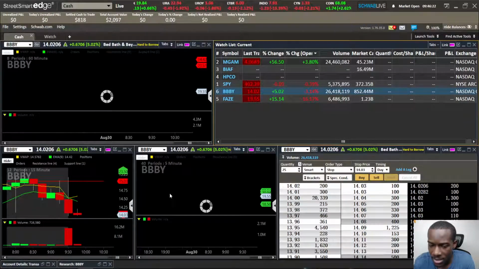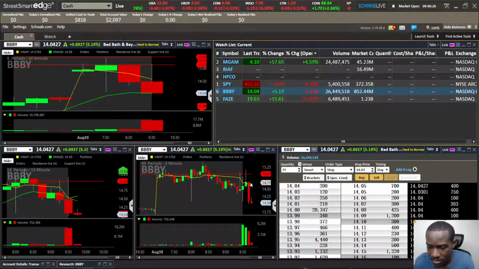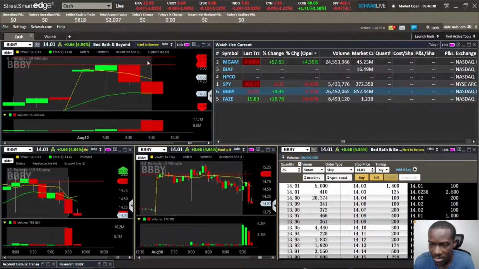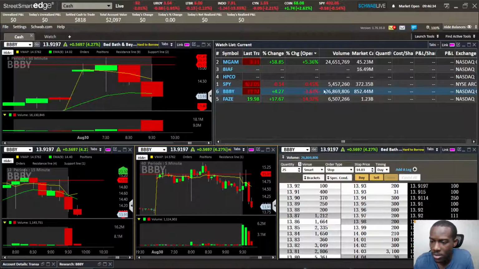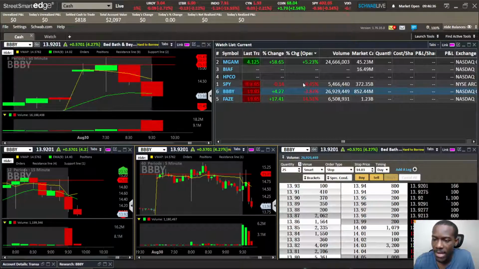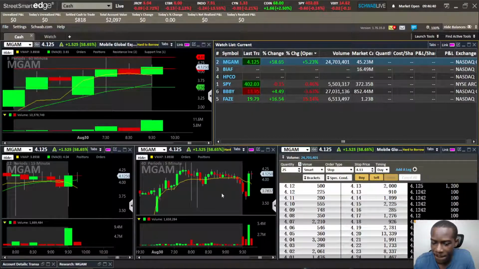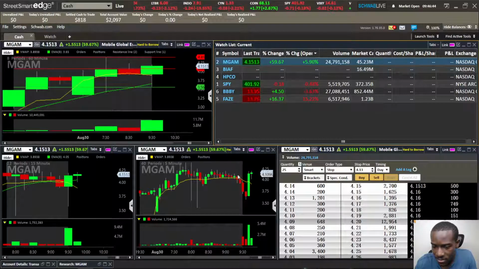BBBY down to the 14s, looking like it's about to take a dump as well here. Huge momentum down from the 1470s all the way down here to the 14s, and it's testing the 14s right now. Huge blast through that 14. So yeah, I like sitting on my hands on days like this. I like just watching.